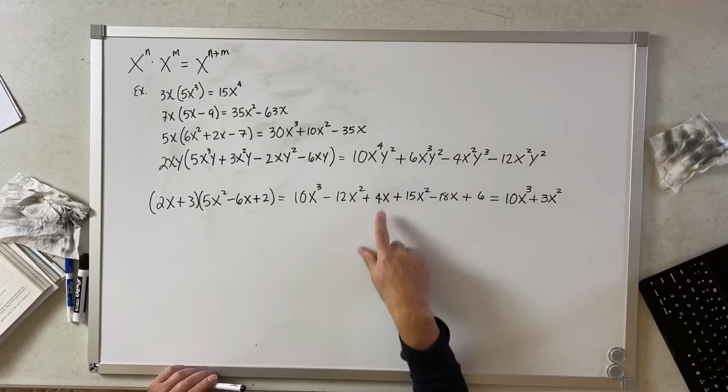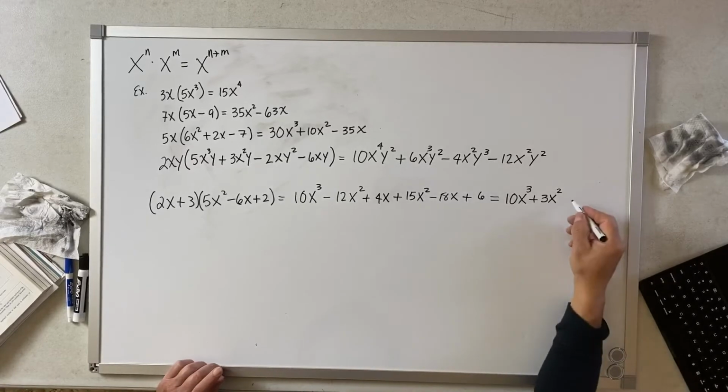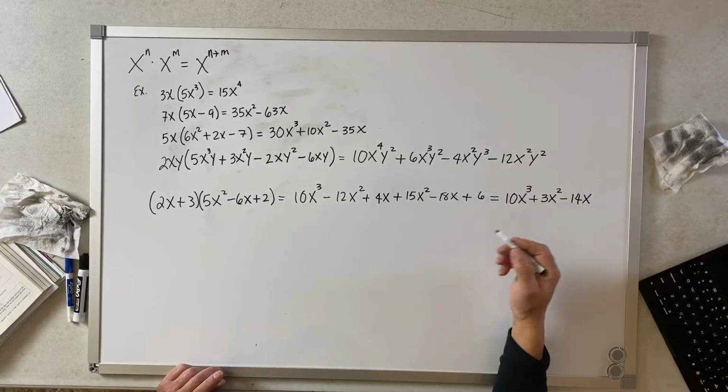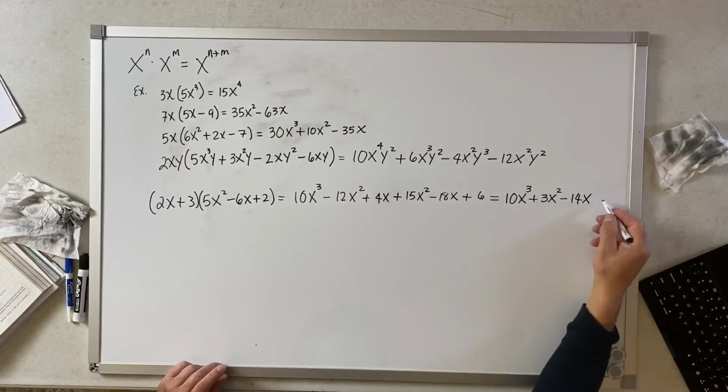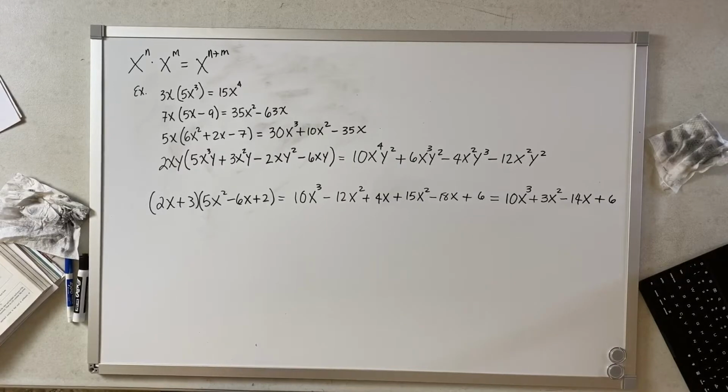And then we have the 4x minus the 18x, which is what? Minus 14x. And finally, we just have the plus 6. And that's our answer.